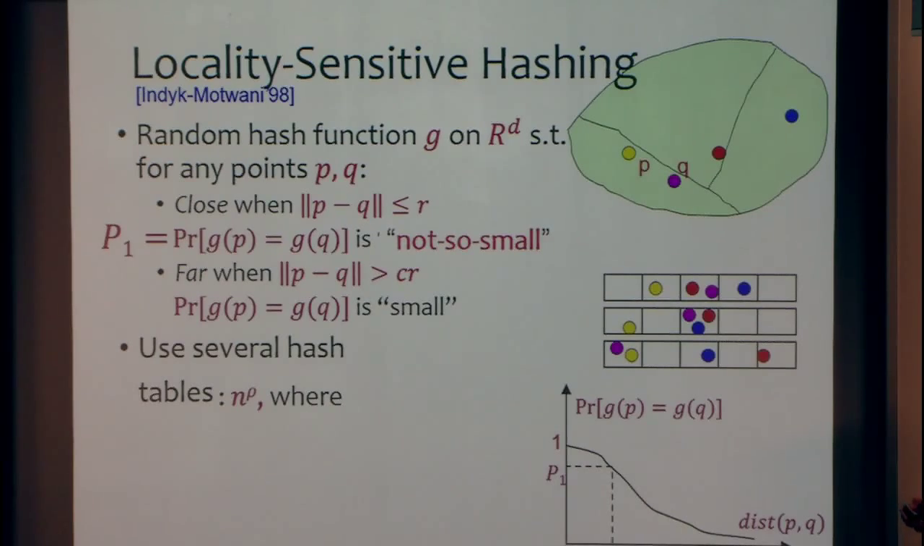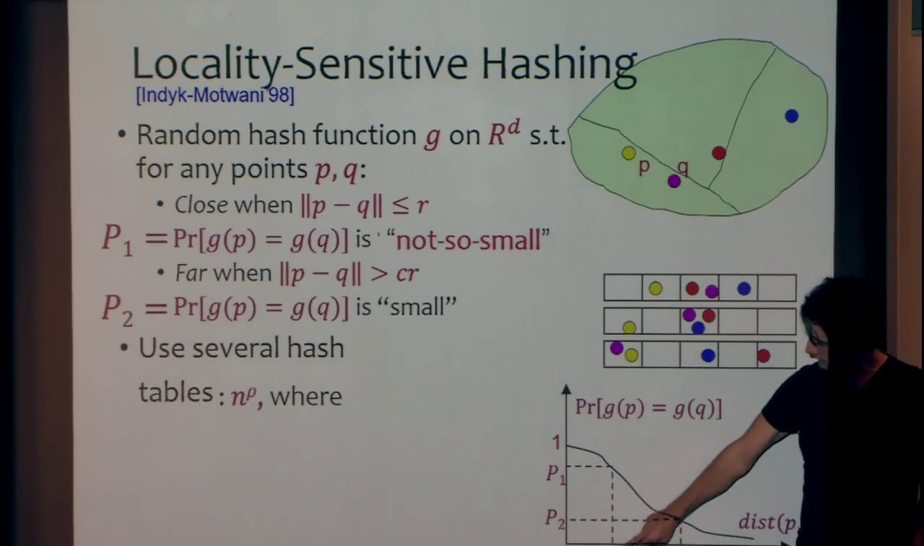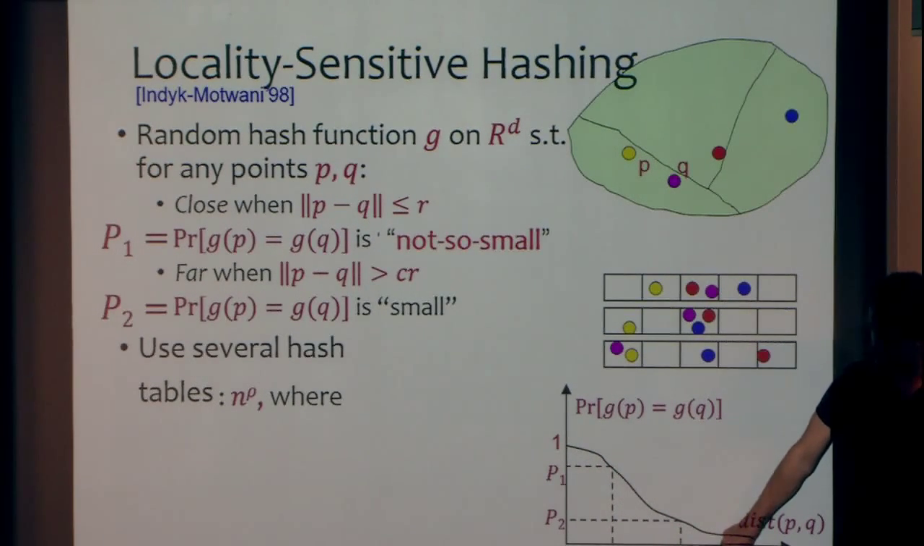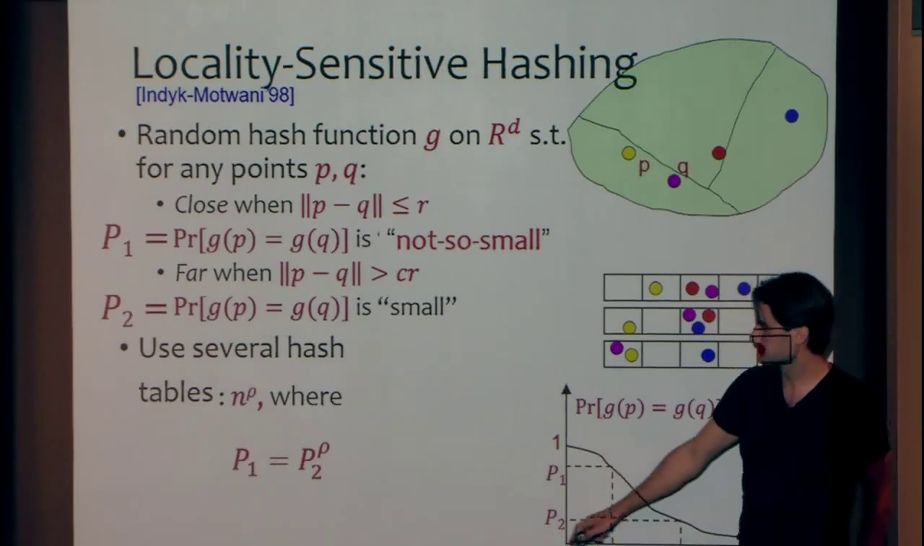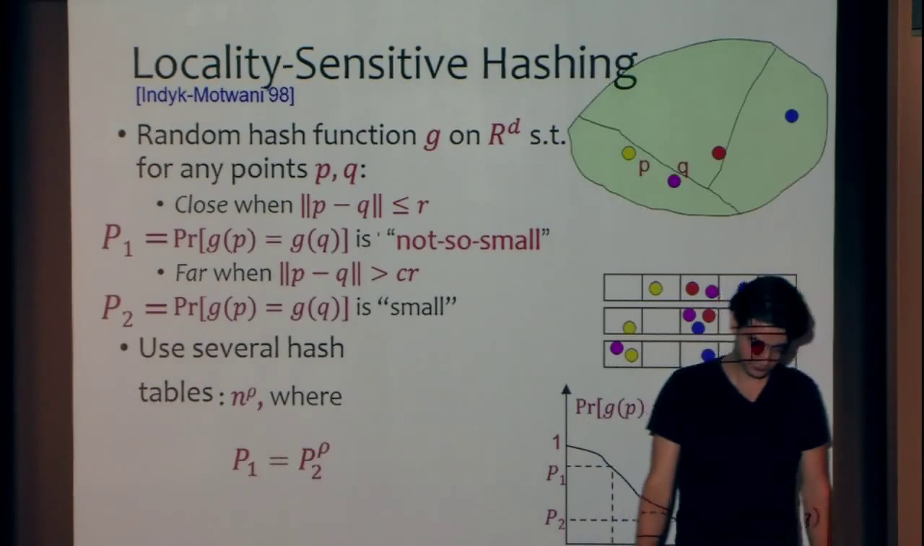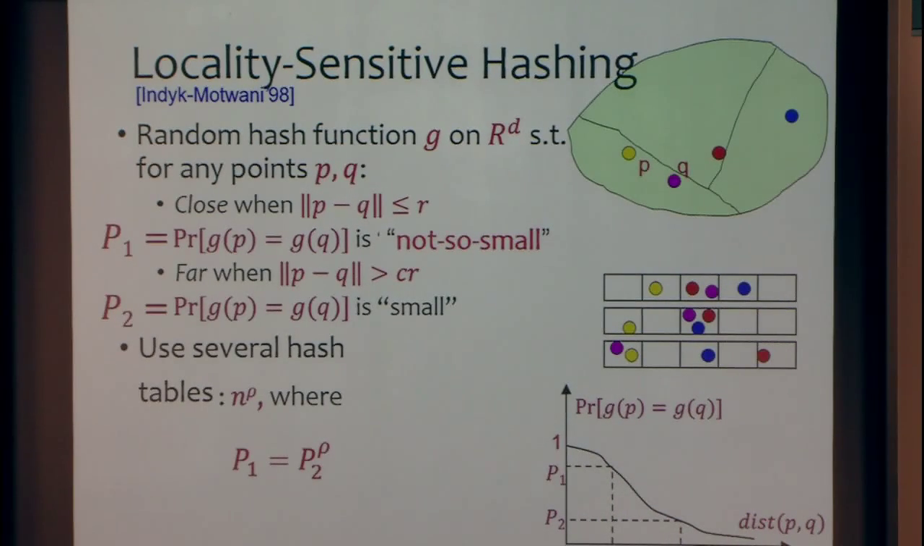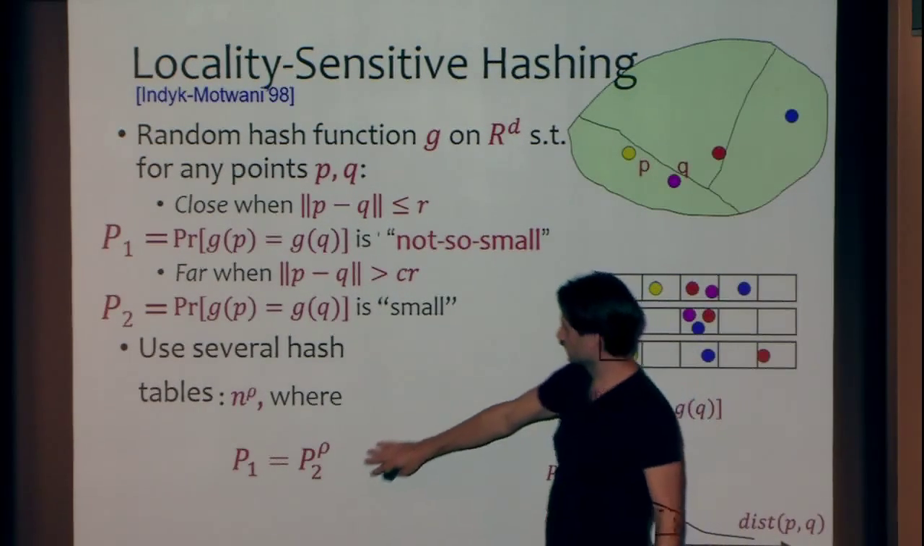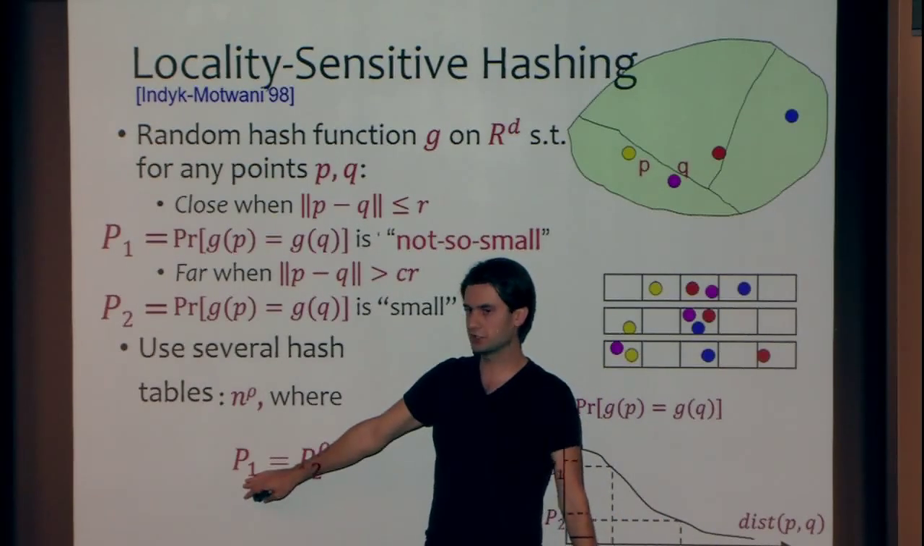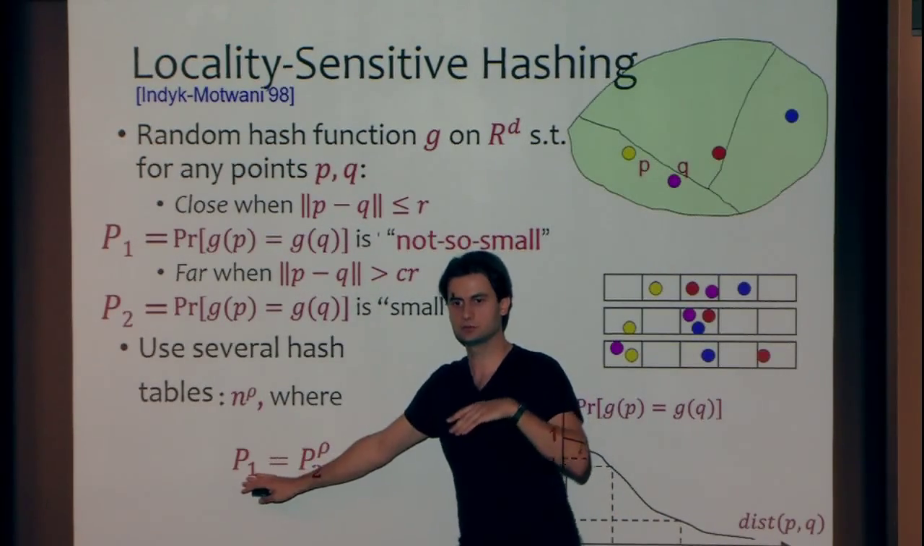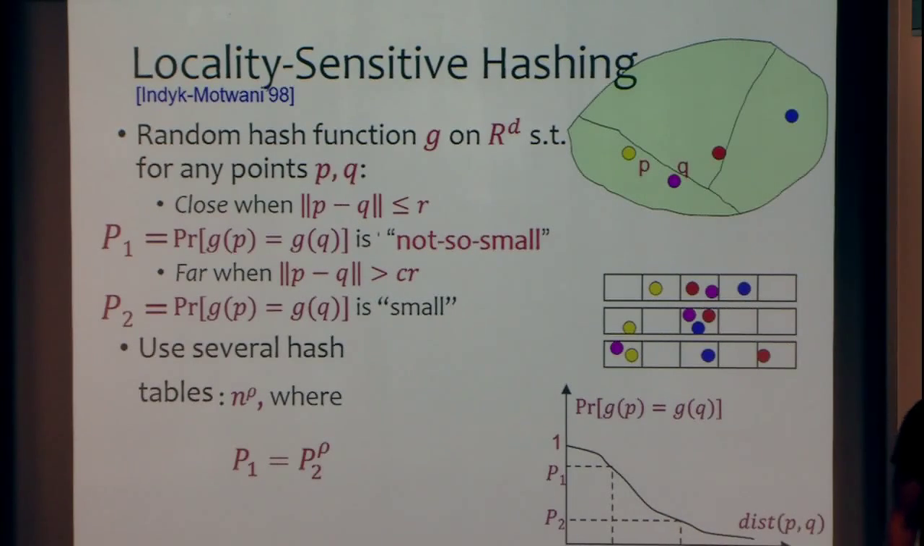And just to define what rho looks like, let me define probabilities P1 and P2. P1 is the probability that we collide when the distance is r. P2 is the probability that we collide when the distance is cr. And rho is such that this inequality holds, right? Think of this as, we want to set P2 roughly to be 1 over n, and then P1 becomes something like 1 over n to the power rho. So this is how many times we'll repeat. Okay, so this is the approach, right?